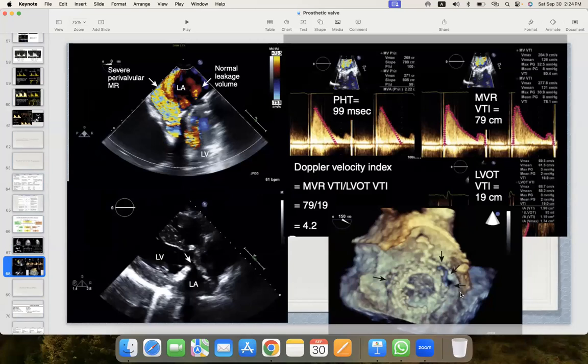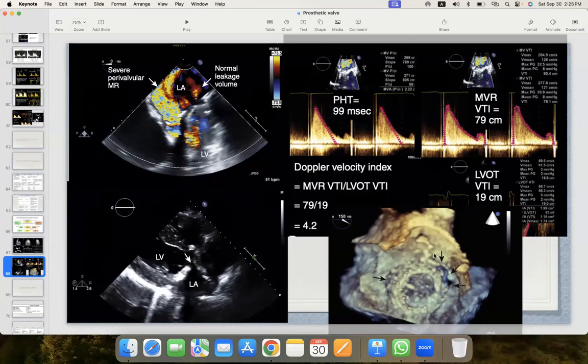This is another case. If you see here, this is a TEE view. You will see that you have two leaflet mechanical valve, and you have a severe paravalvular leak, a big leak. And you can see it here from the transthoracic. And from the 3D, you can see it in this area. There is a significant paravalvular leak. The patient also has a small one here, but this is the very significant one.